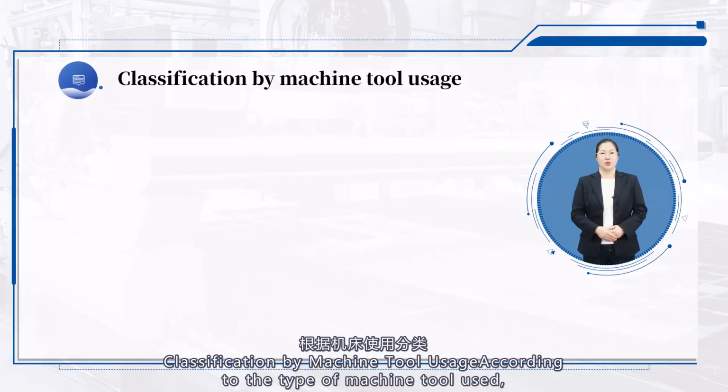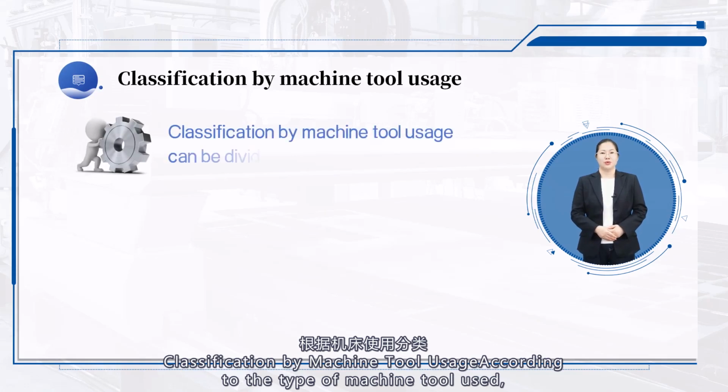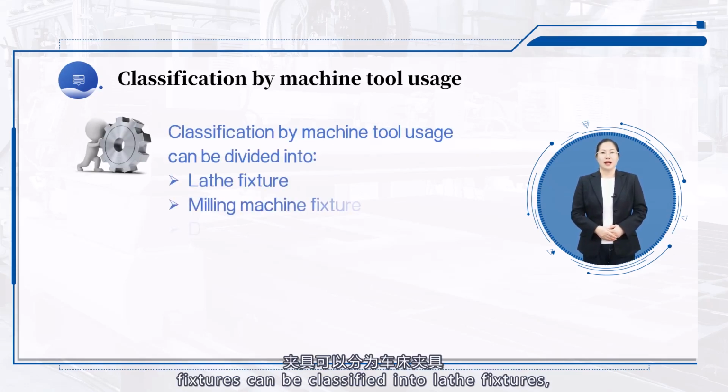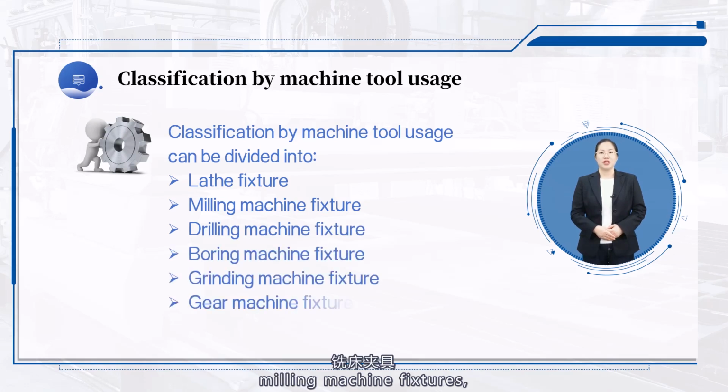Classification by machine tool usage. According to the type of machine tool used, fixtures can be classified into lathe fixtures, milling machine fixtures, drilling machine fixtures, boring machine fixtures, grinding machine fixtures, and gear machine fixtures, among others.